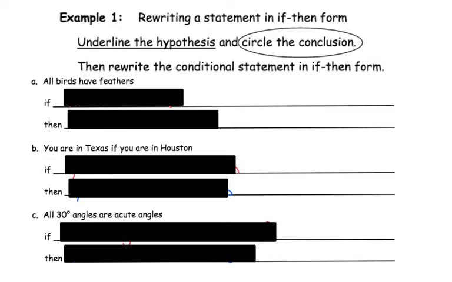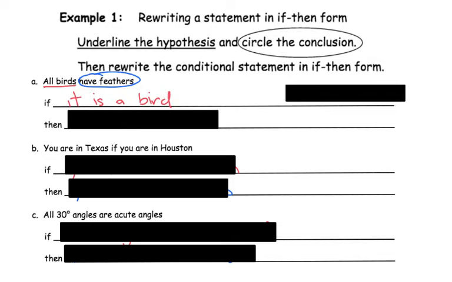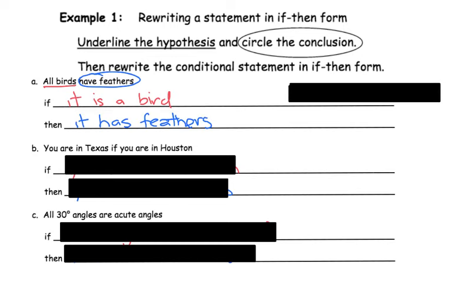All right, so example 1, rewriting a statement in the if-then form. So we're going to underline the hypothesis, and we're going to circle the conclusion, okay? Then we're going to rewrite it in the conditional statement if-then form. So first example, we have all birds have feathers. So our hypothesis, I'm going to underline, is all birds. And my conclusion is that they have feathers. So if I write this as a conditional statement, we would have if it is a bird, then it has feathers.